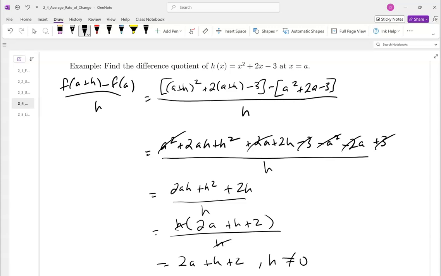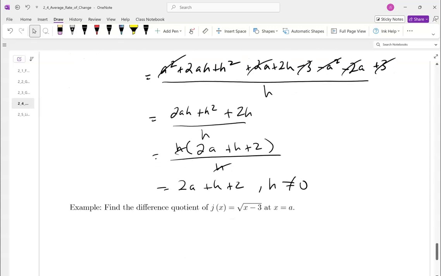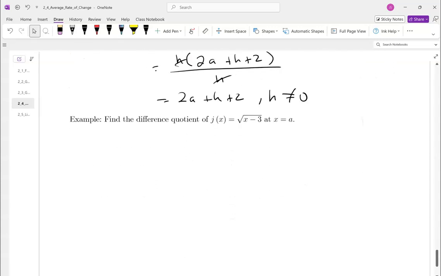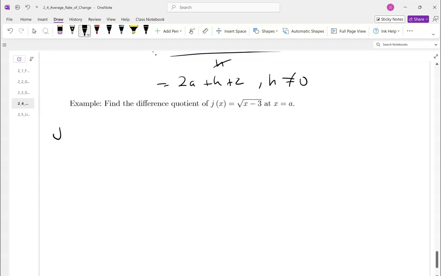Questions on that one? All right, well, let's do the last one together here. Again, asking us to find the difference quotient. They called the function in this one j rather than f, but it's the same formula. We'll have j of a plus h minus j of a all over h. Exact same formula. Doesn't matter what the name of the function is.